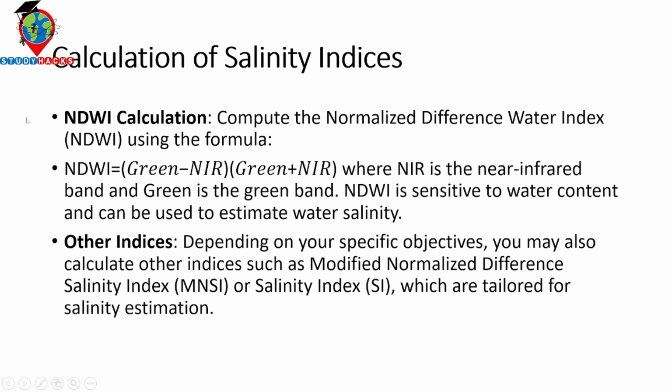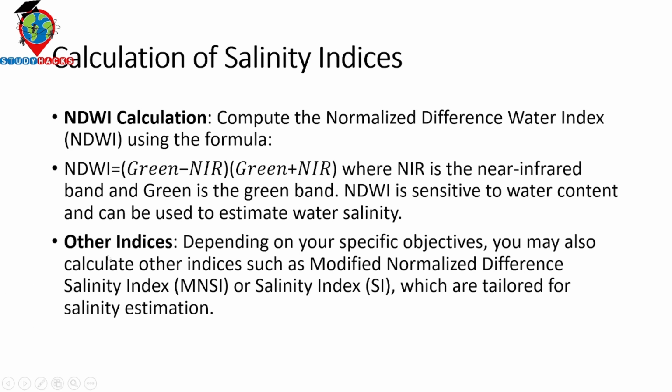First of all, you can see the NDWI calculation. We compute the normalized difference water index using this formula, NDWI equals green minus near infrared divided by green plus near infrared. From this NDWI, we extract the water body, which can then be used to estimate the water salinity. First we use the NDWI to extract the water body, and this water body is used to estimate the water salinity.